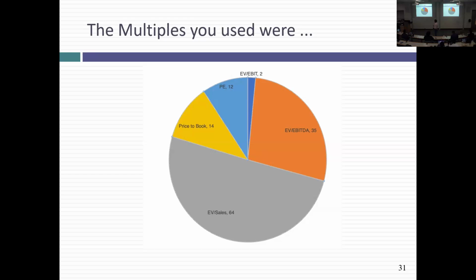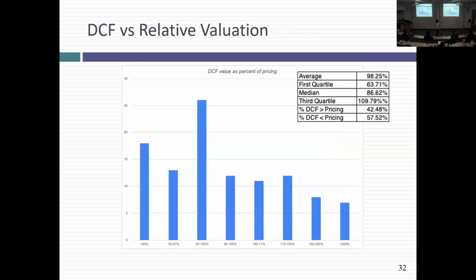There were 2 who used EV to EBIT, 12 PE and 14 price to book. Many of those were financial service companies. You went to price to book because it works.